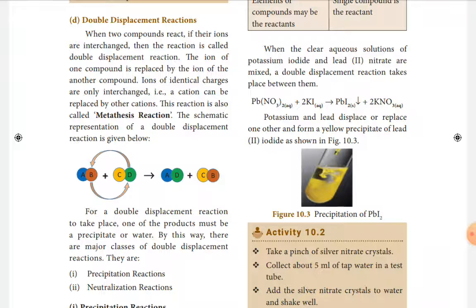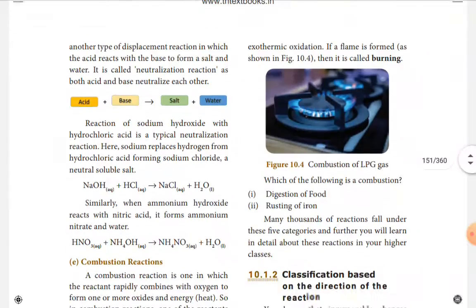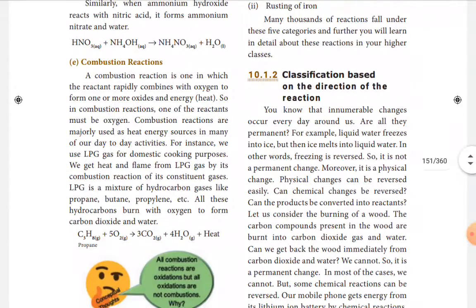Next, see the classification based on the direction of the reaction. You know that innumerable changes occur every day around us, and not all are permanent. For example, liquid water freezes into ice, then ice into liquid. So here the freezing process is reversed. So it is not a permanent change, it is a physical change. Physical changes can be easily reversed, but chemical changes cannot be easily reversed.